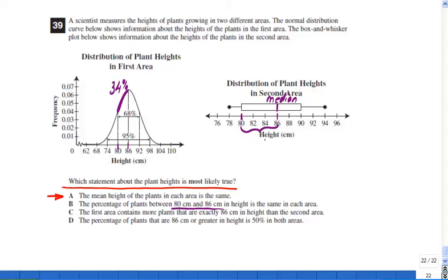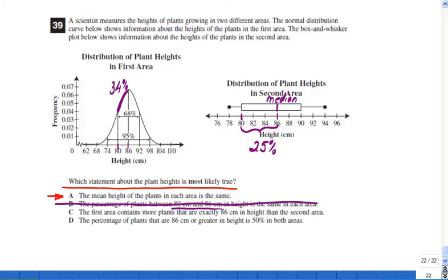So what I can tell you for the second area is that between 80 and 86 centimeters in height, I will have what percent of my plants? Well, 25%. Option B says the percentage of plants between 80 and 86 centimeters in height is the same in each area. Well, 34% and 25% are not the same. So I can state with certainty here that B will not be a good answer.